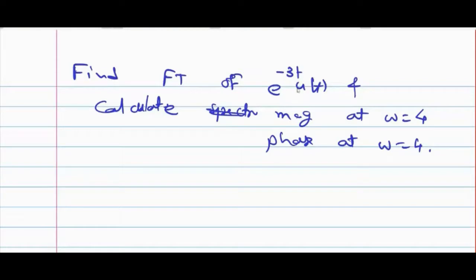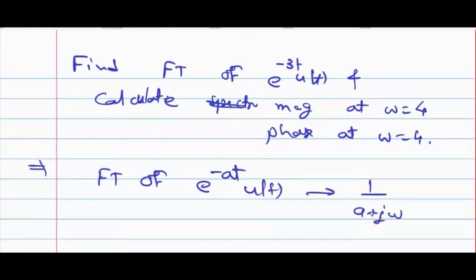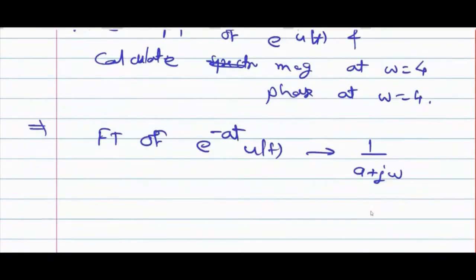So what is the Fourier transform of e raised to minus 3t u of t? You already know, or we can have a small derivation, from that also we can get it. But I will use it directly now. Solution: the Fourier transform of e raised to minus at u of t is 1 upon a plus j omega. Similarly, e raised to minus 3t u of t has Fourier transform 1 upon 3 plus j omega.